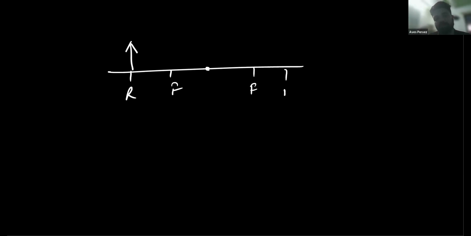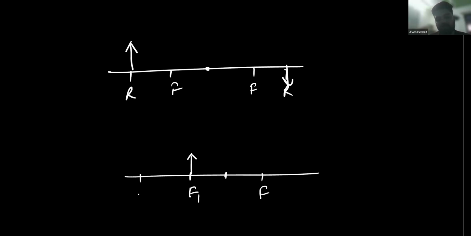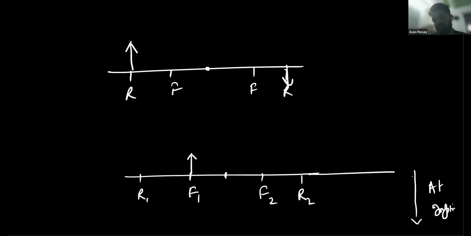Now the other two cases are when the object is placed exactly at R. Let's just imagine here is the lens. If the object is placed at R, the image will be formed at R and of the same size. Got it? The next case is if the object is placed exactly at focus. Then the image will be formed somewhere at infinity. At infinity. Okay, got it?